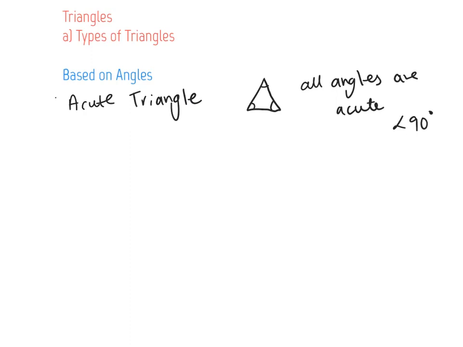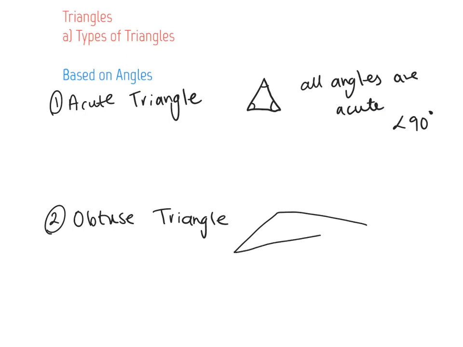Our second type of triangle based on angles is an obtuse triangle. Now, with an obtuse triangle, we only have one angle that is obtuse. So that angle over here is an obtuse angle. The rest are acute. So an obtuse angle is one that is greater than 90 degrees, but less than 180 degrees.